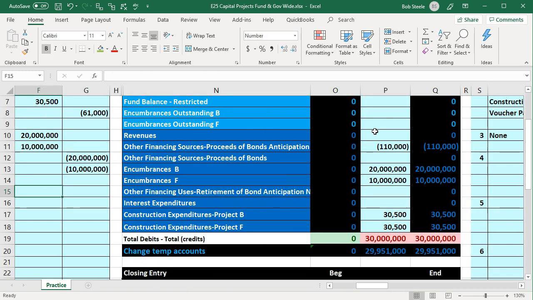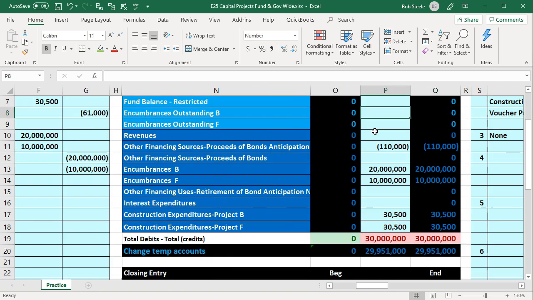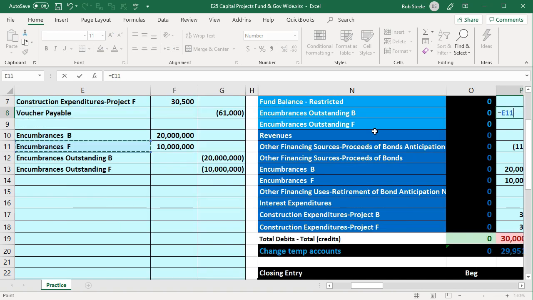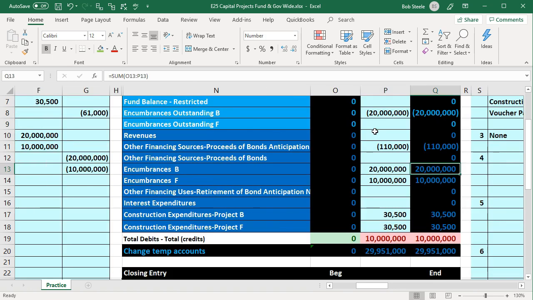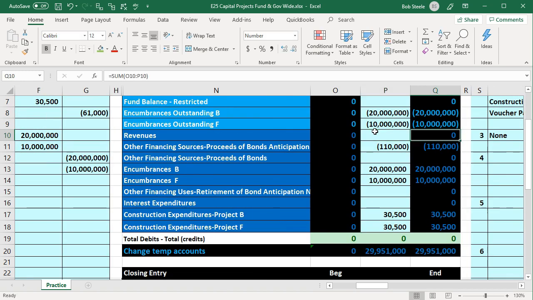And then we're going to go to the encumbrances outstanding for B. So let's start with encumbrances outstanding for B in P8 equals, and scrolling back over, we want the credit now of the 20. And then we want the encumbrances outstanding for F. So scrolling back over, we're in P9 equals, and we will pick up the encumbrances outstanding for F. And there we have it.